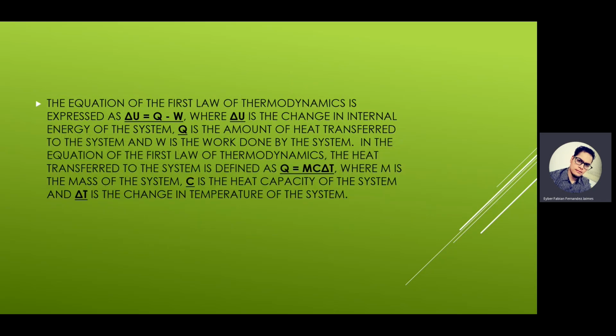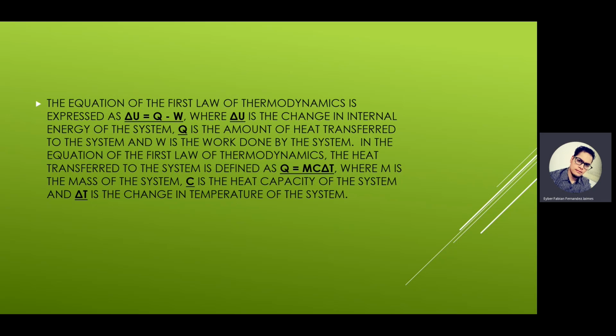The equation of the first law of thermodynamics is expressed as delta U equals Q minus W, where delta U is the change in the internal energy of the system, Q is the amount of heat transferred to the system, and W is the work done by the system.